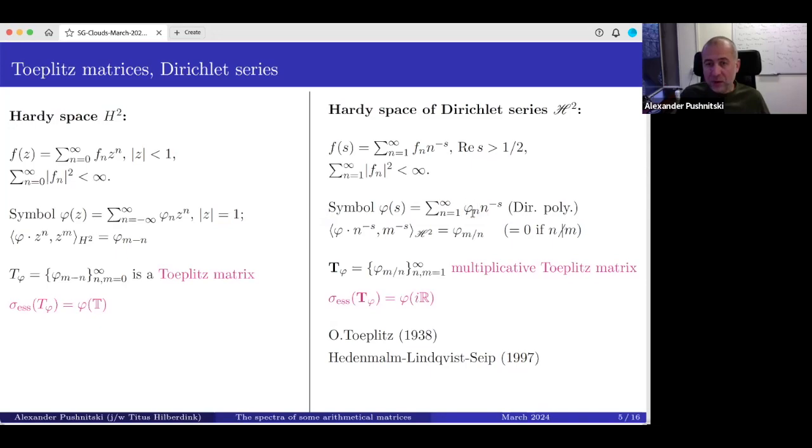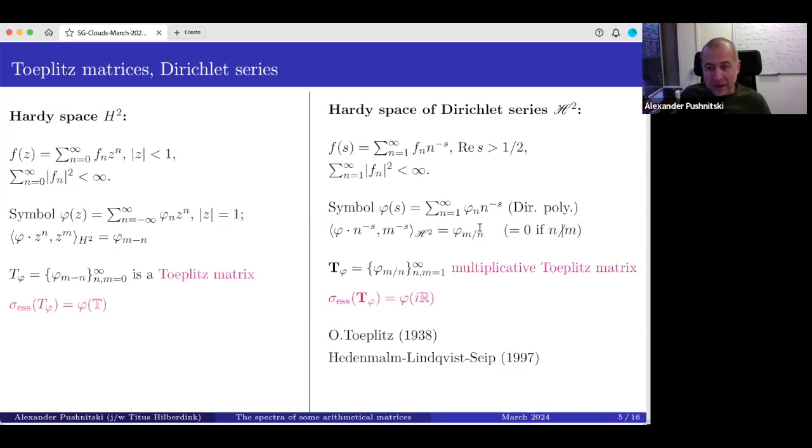So only finitely many phi n's are non-zero. And then we do a similar kind of calculation. So this n to the minus s is a standard basis in this Hardy space of Dirichlet series. And we compute the matrix of the operation of multiplication by phi with respect to this basis. What we get is phi m over n if n divides m, and if it does not divide m, then it's 0.